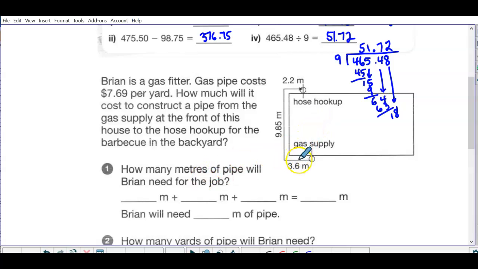Okay, so we can calculate the total first of all by adding them together. The steps are given here. So how many meters will Brian need for the job? So we'll need to add those together. So 2.2 plus 9.85 plus 3.6. This will give us our total in meters. And then we'll have to convert that, obviously. So if we add those together, we end up getting 15.65. Okay, so that's how many meters he will need.